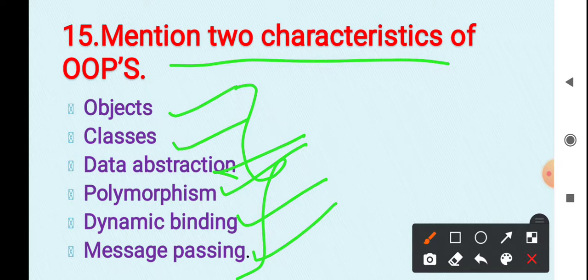Objects, classes, data abstraction is there, polymorphism is there. Next, dynamic binding is there, message passing is there. So these are all the characteristics of OOPS.